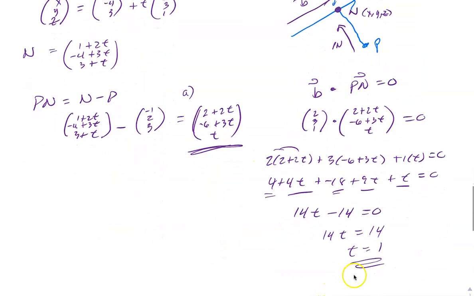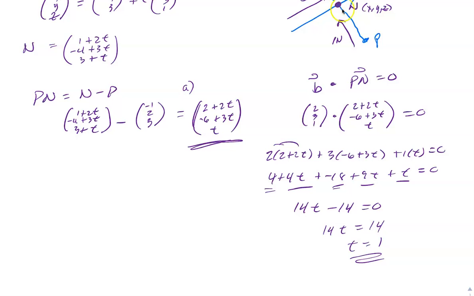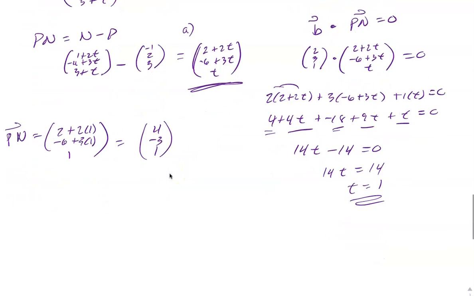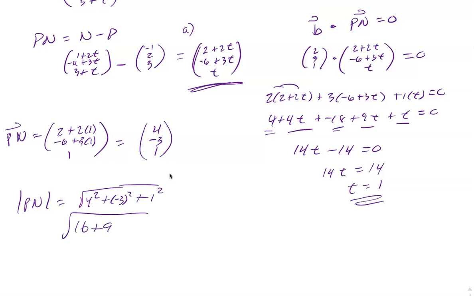So I got to plug this 1 back into my PN because I'm finding the shortest distance. This is my distance. So what is PN? Plug in 1, so I get 2 + 2 times 1, -6 + 3 times 1, and 1. And I get (4, -3, 1). So that's the vector PN, but again, the question was the shortest distance. So gotta find the magnitude of PN. So 4 squared plus (-3) squared plus 1 squared. And I get the square root of 16 + 9 + 1, which is the square root of 26. That's the shortest distance. And that's it.